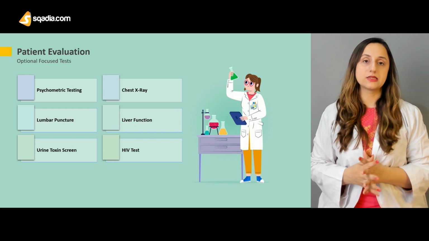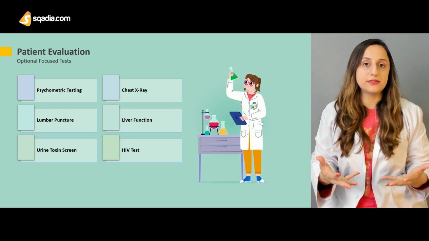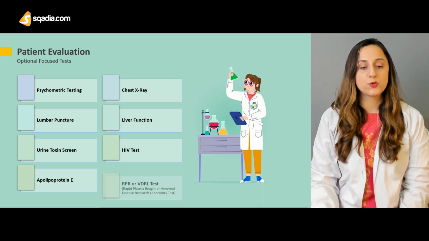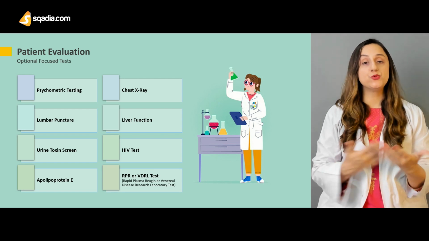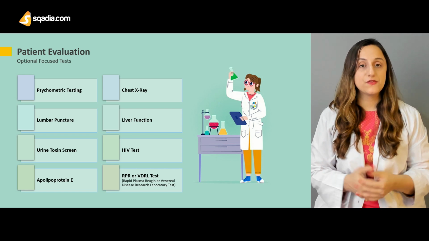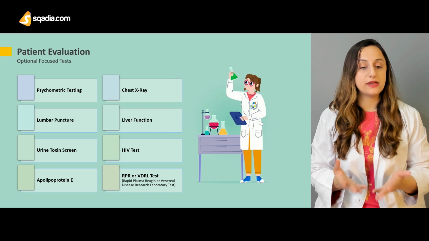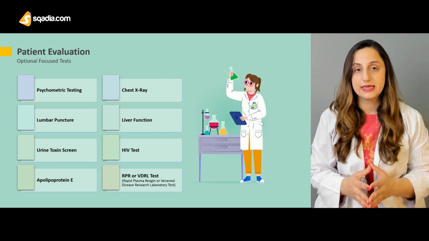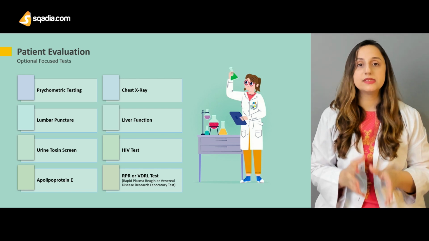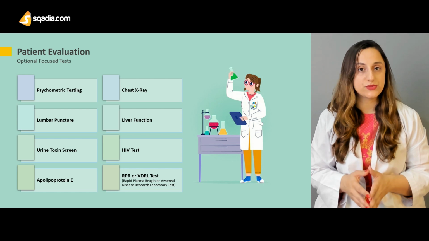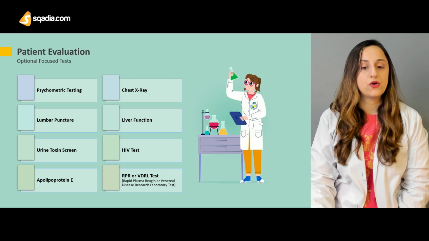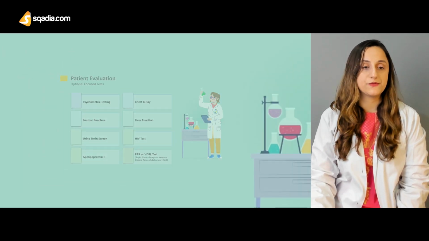HIV is one of the infectious states which can result in a dementia kind of phase. You're going to order the apolipoprotein levels as well, and we'll be moving on to rule out any kind of sexually transmitted diseases, for instance syphilis, and you would want to have the RPR or the VDRL test. That is basically the rapid plasma reagin, or the Venereal Disease Research Laboratory test, that can be ordered to rule out any kind of syphilis that the patient might be suffering from.